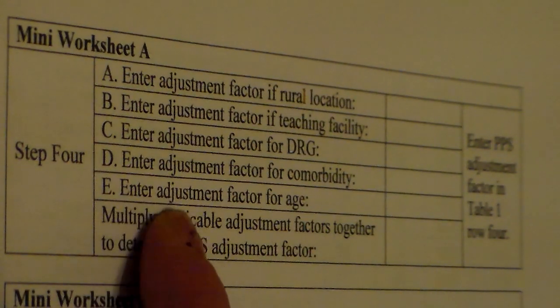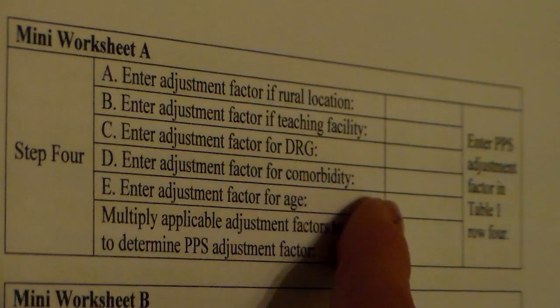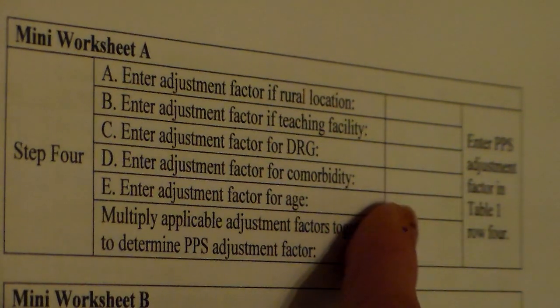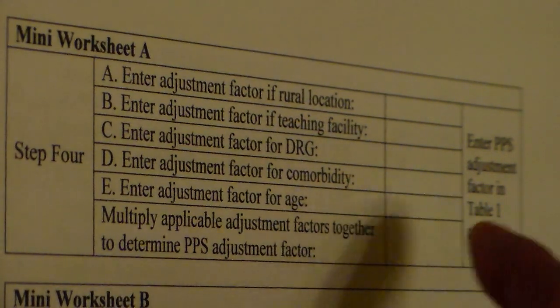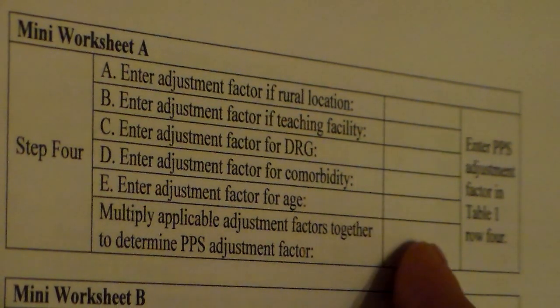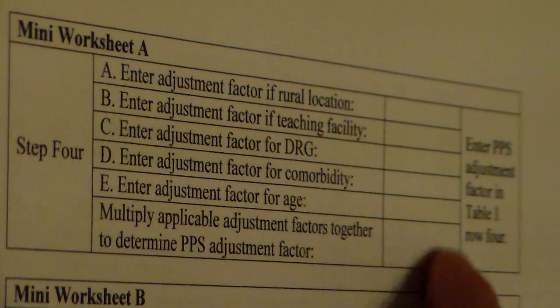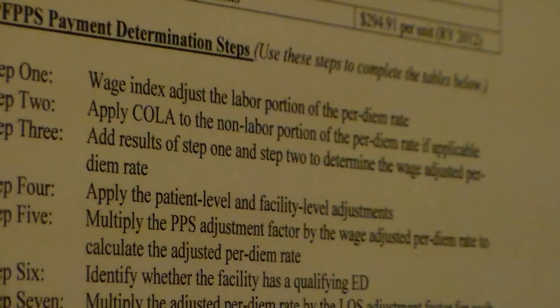In Step E, we are asked to enter the adjustment factor for age. And again, looking back at Figure 2, in our claim information, our patient's age was given to us. So we're going to look up that adjustment factor in Table 6.10 of the text. So once we have all of our data entered here, we're going to multiply all of these factors together to come up with our payment perspective system adjustment factor. So that information would be plugged in there. So we've completed mini worksheet A by completing those steps.